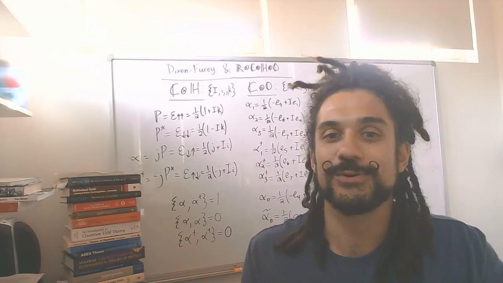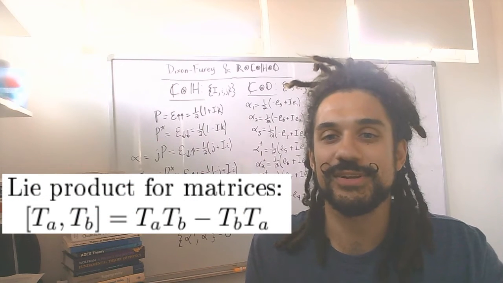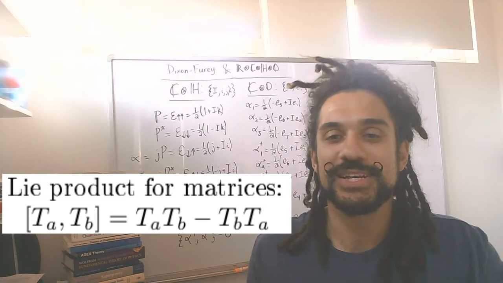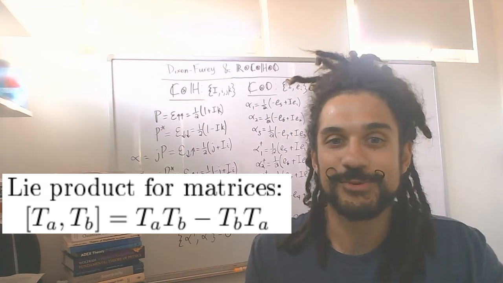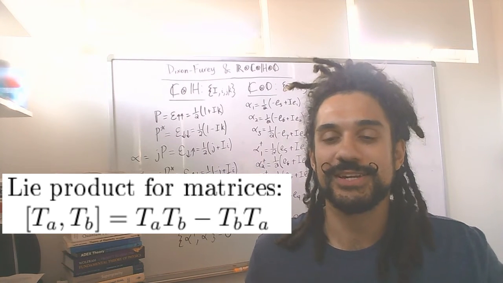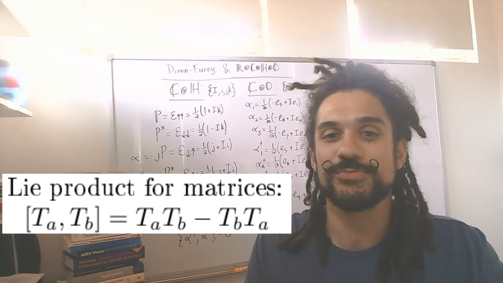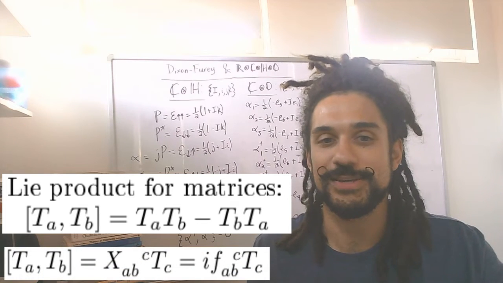A Lie group has a corresponding Lie algebra, which contains a Lie product that is anticommutative and associative. The Lie algebra may be n-dimensional with n independent generators. Since the Lie algebra is closed, the product of 2 generators leads to a linear combination of generators under the Lie product. The entire algebra is encoded by structure constants called f_abc.